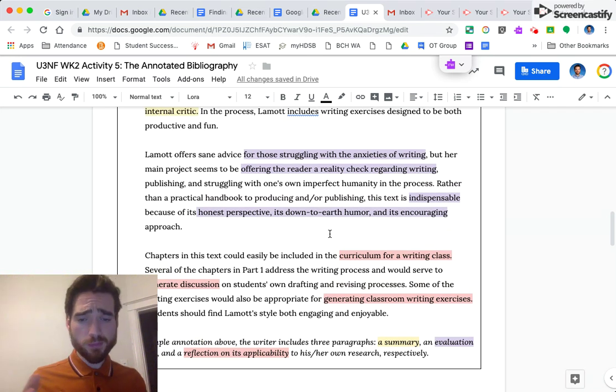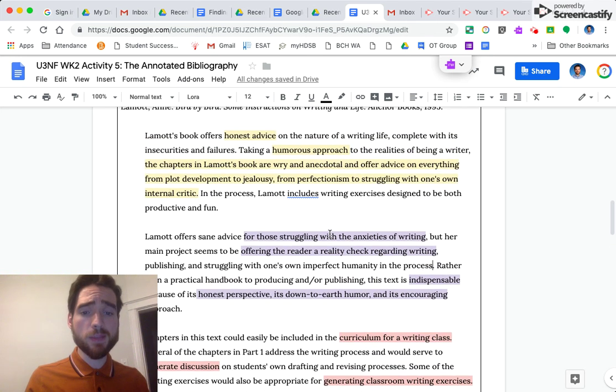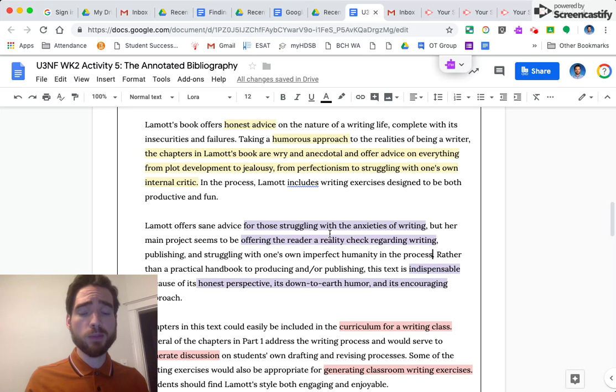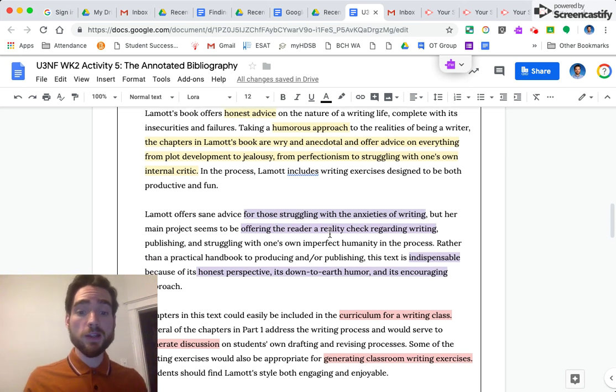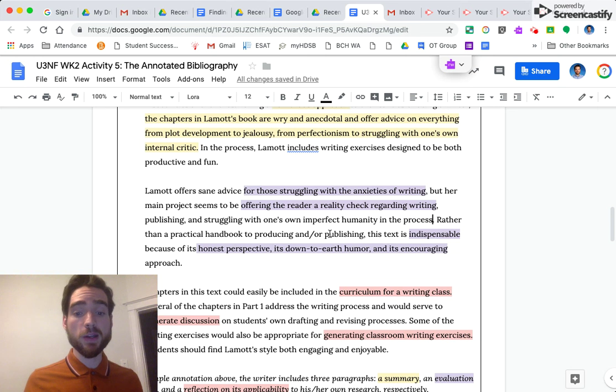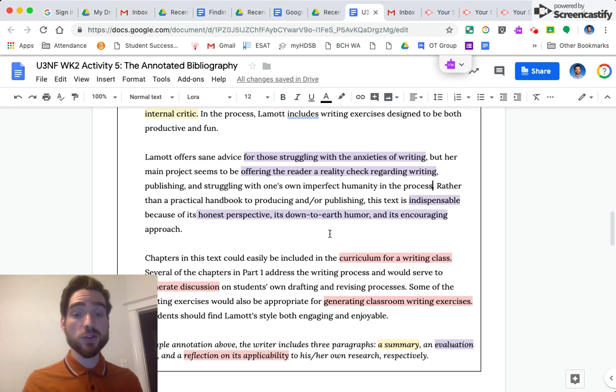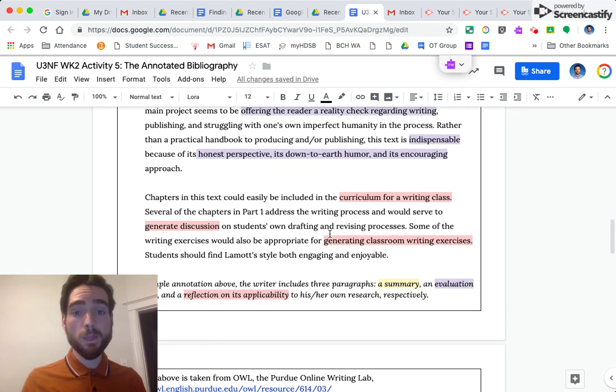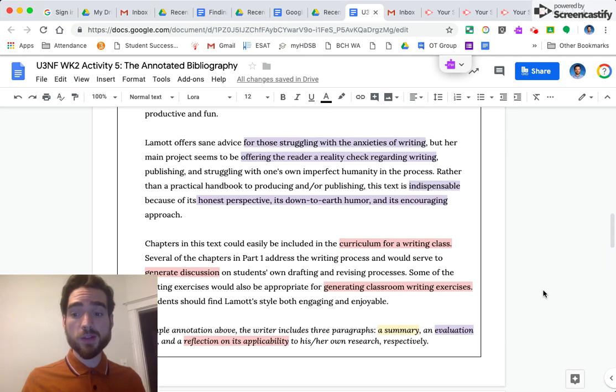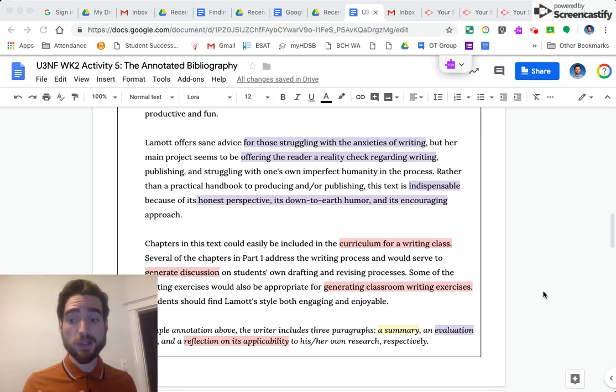Okay, so that is a pretty good example of an annotated bibliography. Keep in mind that the four academic resources that you're finding, plus your nonfiction text, have to be included in your annotated bibliography, and you should be providing some form of summary, evaluation, and reflection for each source. So that is a quick rundown of the expectations for the annotated bibliography and what we are expecting to see at the end of the week.